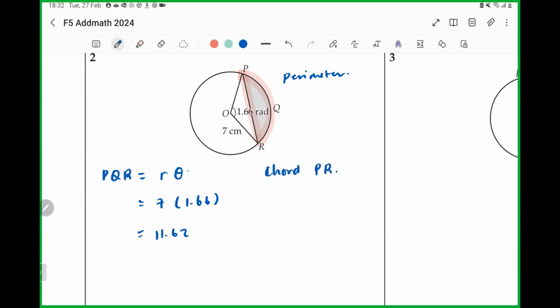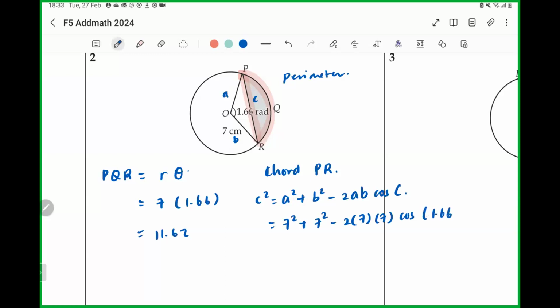Chord PR. If you want to find the chord PR, you can use the cosine rule, if you still remember: c squared equals a squared plus b squared minus 2ab cos C. A and B are actually the radius, so 7 squared plus 7 squared minus 2 times 7 times 7 times cos C. C is 1.66, right? But that one is in radian.